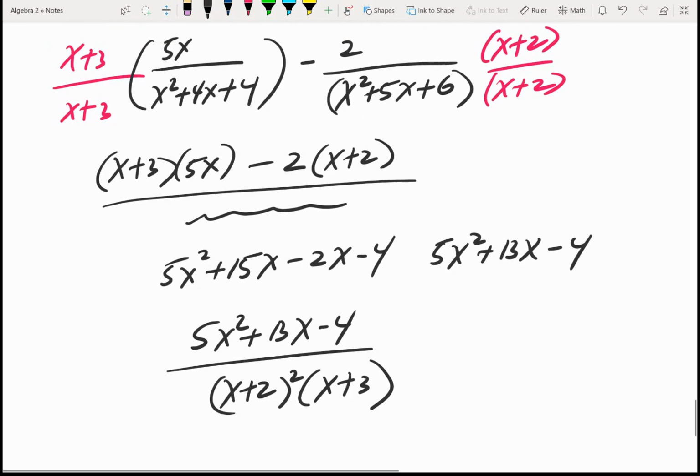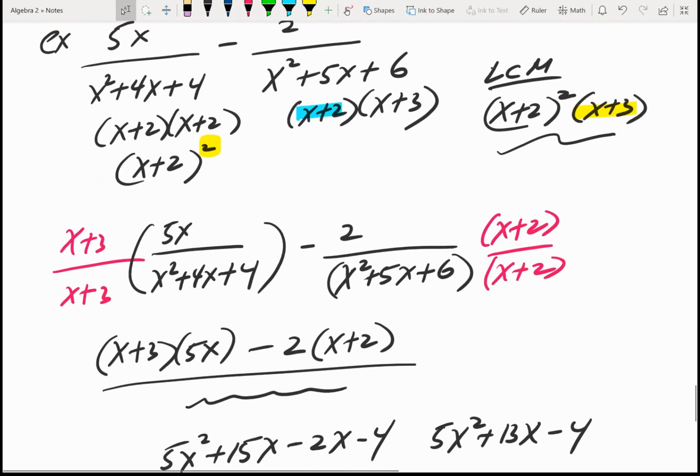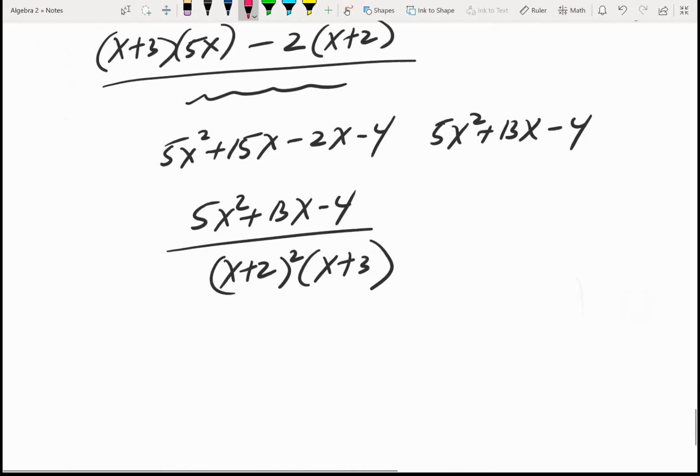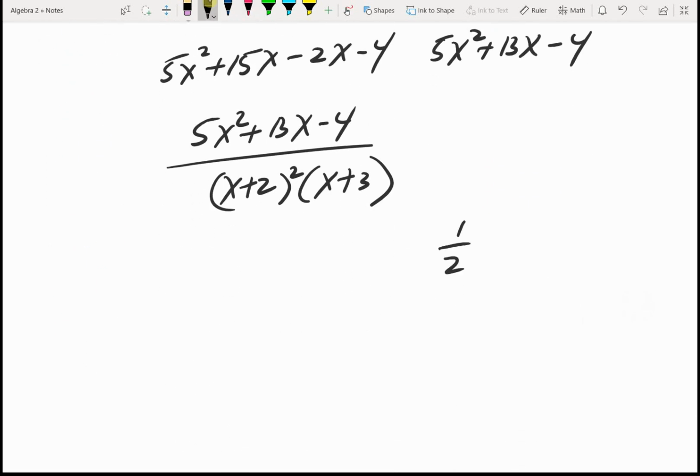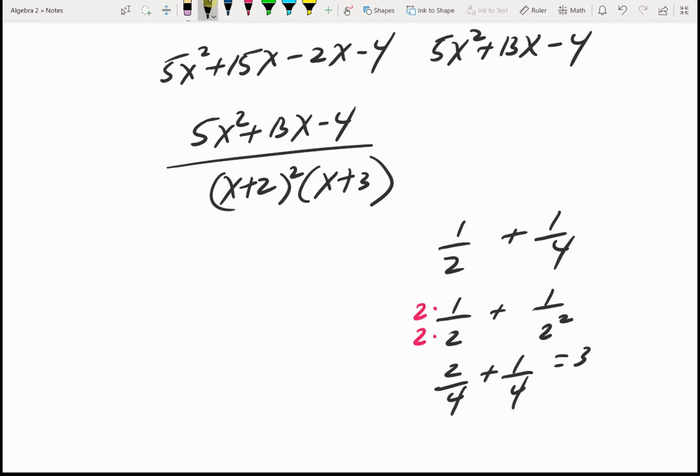But I wanted to make the point that I have the x plus 2 squared, which has an exponent of 2, and I have the x plus 2 there, but my LCM has to include the x plus 2 squared, and then the x plus 3. That's really no different than if I had 1/2 plus 1/4. So, 1 over 2 plus 1 over 2 squared. I'd need to multiply this fraction by 2. I need the 2 squared in each denominator, and so that would be 2 over 4 plus 1 over 4 equals 3/4. Just like fractions.